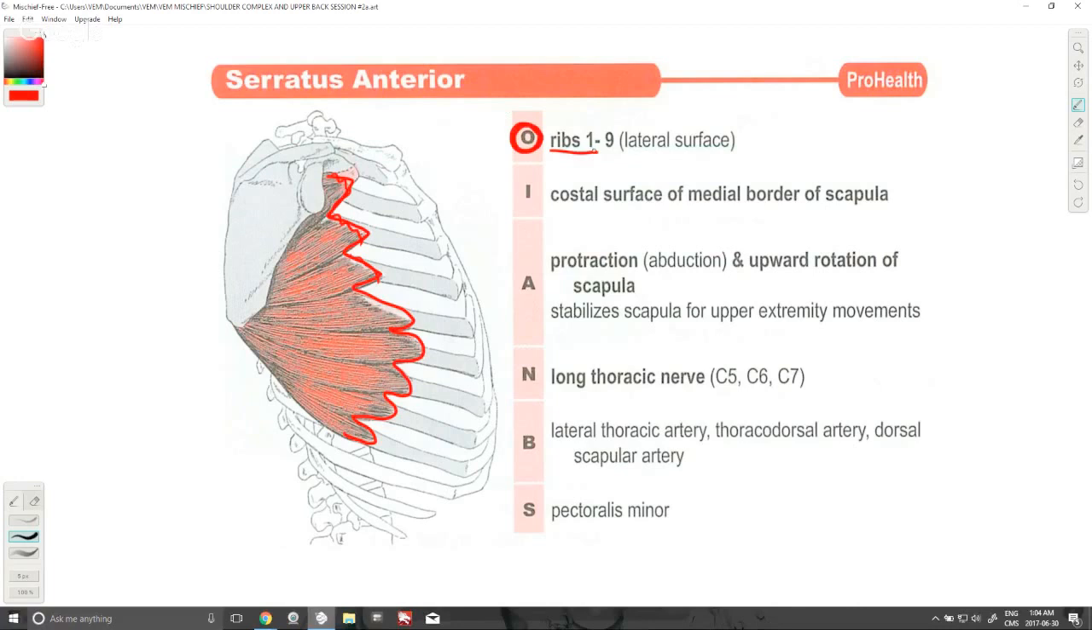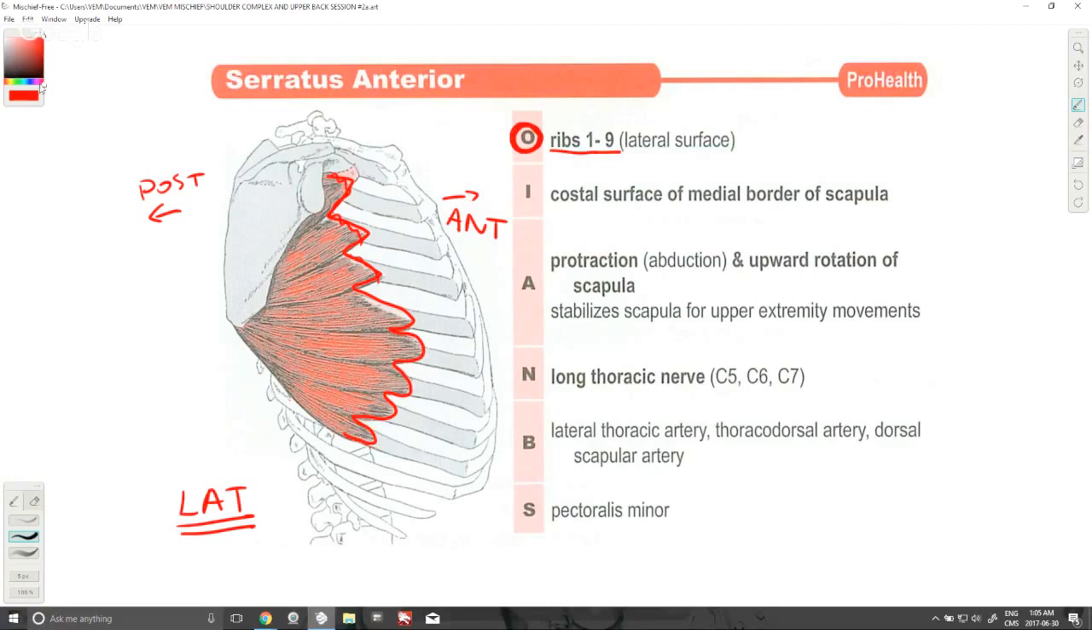So ribs 1 to 9, okay, lateral surface. So this is lateral view. So this is anterior. That's anterior direction. That's posterior direction. Right now we are looking at the lateral side. And this is right there. So we can see ribs. And it does attach.